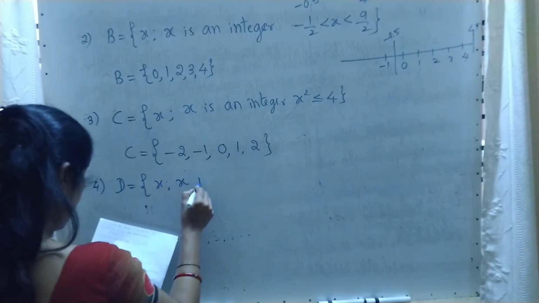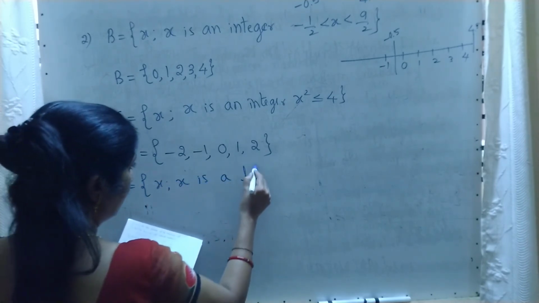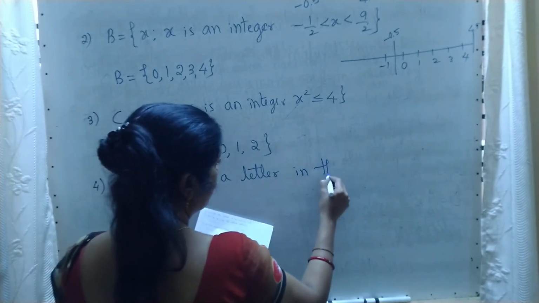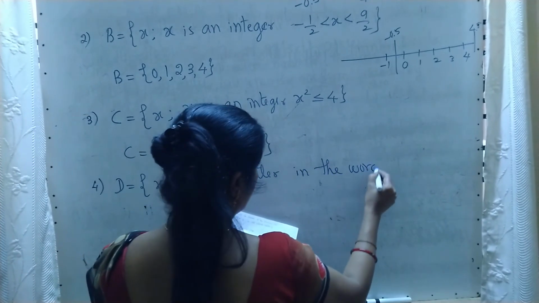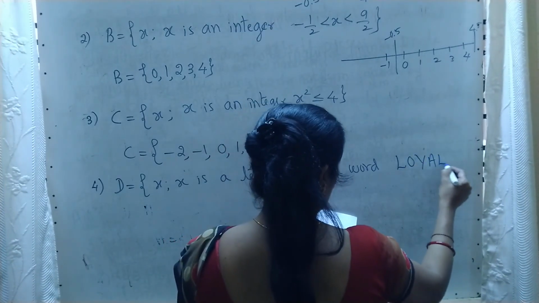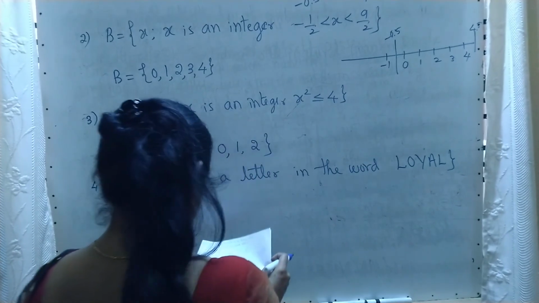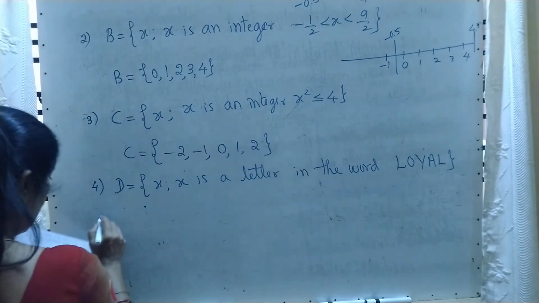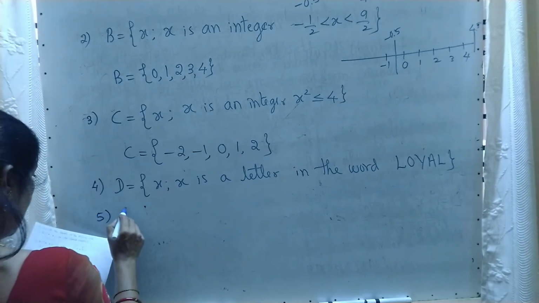X such that x is a letter in the word L-O-Y-A-L-O-L. So it is very simple. Just make the list of those elements or letters. This I am giving you as an assignment. Next question.